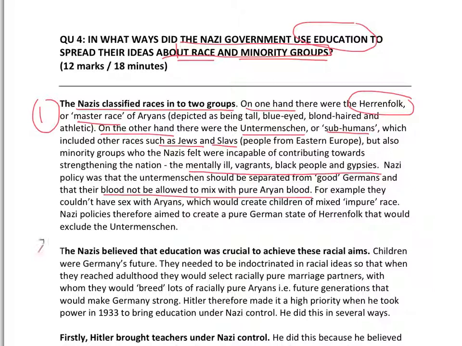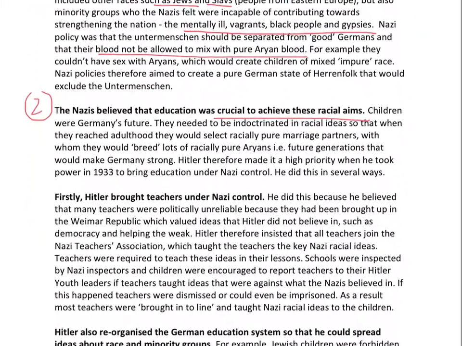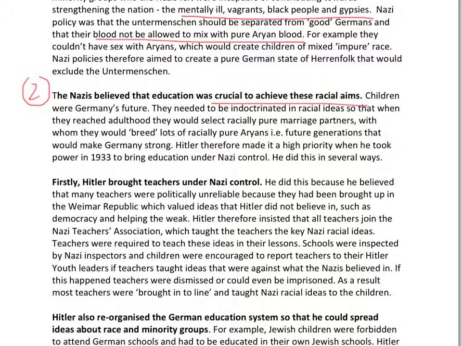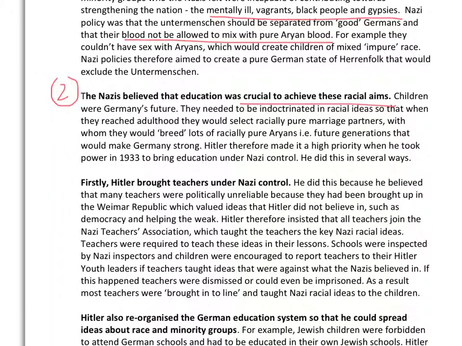Now then your second paragraph develops that by saying, right, education was crucial to achieve these racial aims. Again, a strong topic sentence, so you're linking the topic of education to the idea of race. So you need, therefore, to clearly say children were Germany's future.